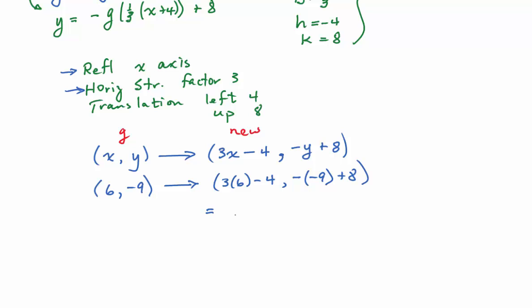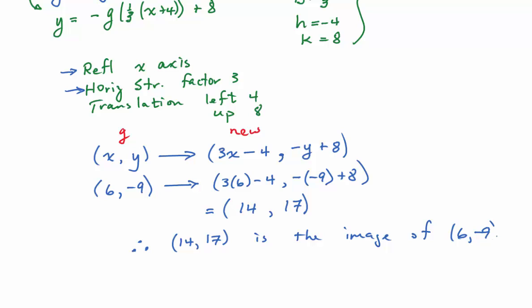When we do that, we get 18 take away 4, which is 14. And here we get positive 9 plus 8 is 17. Therefore, the point 14, 17 is the image of 6, negative 9. And that's the end of the problem.